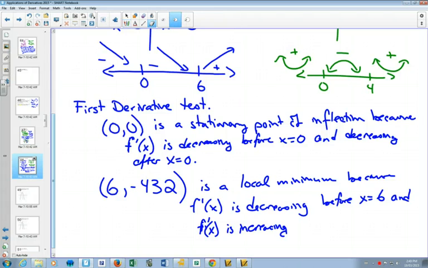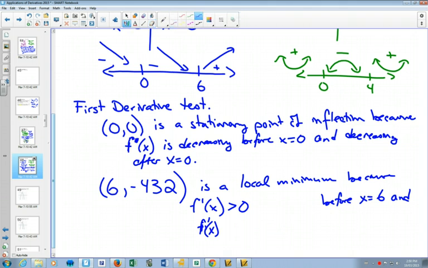Oh, I shouldn't write decreasing. F of x is decreasing, f prime of x is positive. So we can either write f prime of x is positive, which means f of x is increasing. For the last one, so you don't have to change your notes, just scribble out that f prime. We can say f of x is increasing before x equals 0 and decreasing after x is 0. Here, I'll actually use f prime of x, and I'll say it's a local minimum because f prime of x is greater than 0 before x equals 6, which implies that the function is increasing, and f prime of x is less than 0 after x equals 6. The function, f of x, is what's increasing and decreasing because the derivative is either positive or negative.